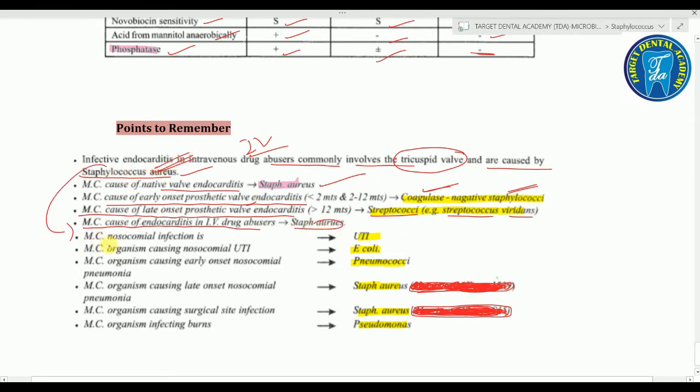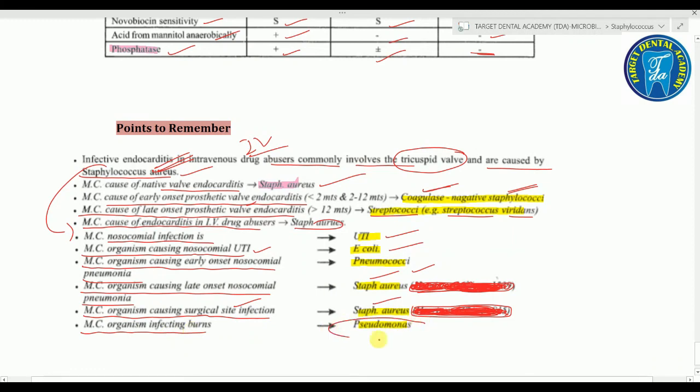Staphylococcus aureus. The most common nosocomial infection is urinary tract infection. The most common organism causing nosocomial UTI is E. coli. The most common organism causing early onset nosocomial pneumonia is pneumococci. The most common organism causing late onset nosocomial pneumonia is Staphylococcus aureus, and the most common organism causing surgical site infection is Staphylococcus aureus, while lastly the most common organism infecting burns is Pseudomonas. These are very important points from an MCQ point of view.